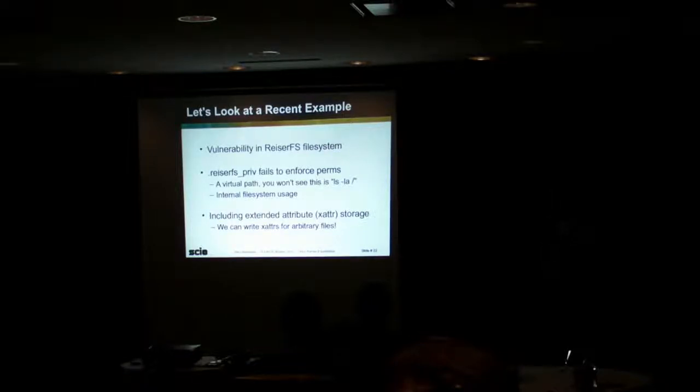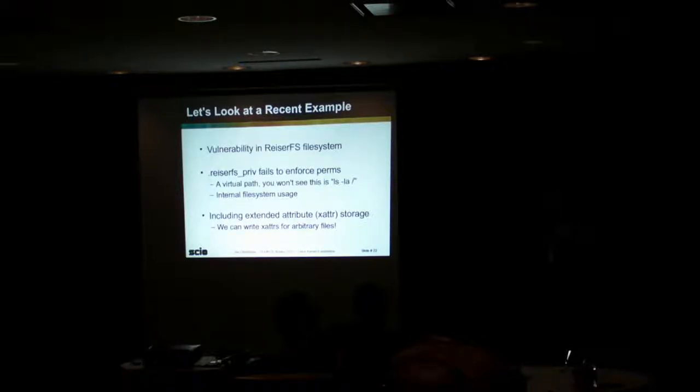There's a vulnerability in the ReiserFS file system where Reiser has this top-level private directory called .reiserfs_priv, and the files beneath this can be written by an unprivileged user. It fails to enforce the permissions that it's supposed to, and this is a virtual path. So even if you run ReiserFS, you've probably never seen this path because it won't even show if you do an ls -a. This is used for internal file system usage.